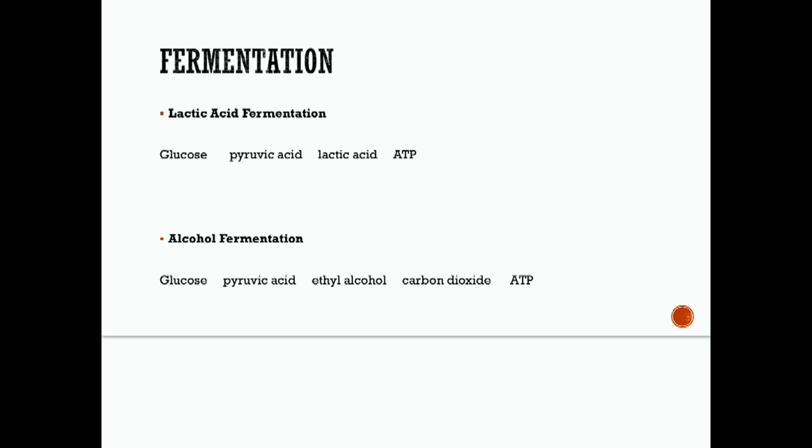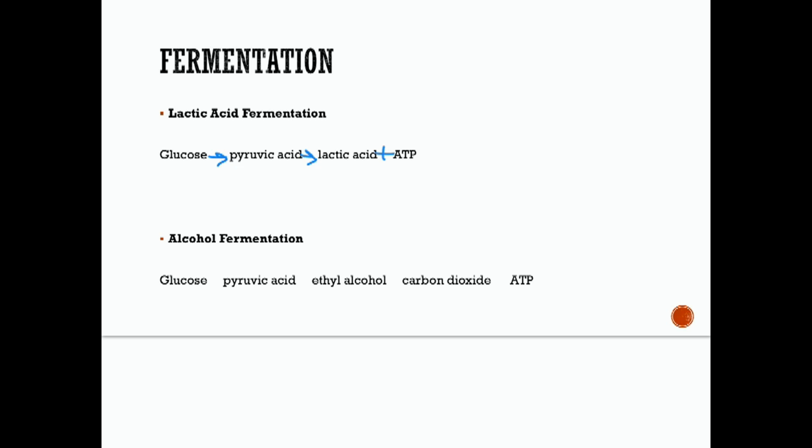In lactic acid fermentation, pyruvic acid, which is formed from glucose during glycolysis, is broken down to produce lactic acid and ATP. So in lactic acid fermentation, it's going to produce lactic acid and ATP.